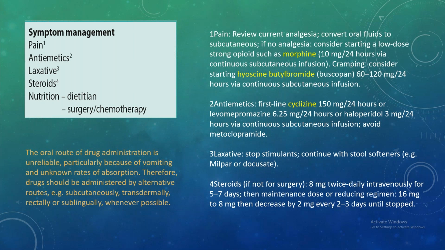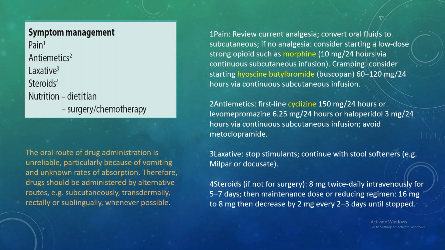For cancer pain, the best thing is morphine. And as an antispasmodic, you can also give hyoscine butylbromide. These are the two things you are going to give for analgesia. As antiemetics, you will be giving cyclizine or levomepromazine or haloperidol, as a continuous subcutaneous infusion. You have to avoid metoclopramide for antiemetic. Also, as a laxative, you should not give stimulants, but you can give stool softeners, that is Milpar or Docusate.